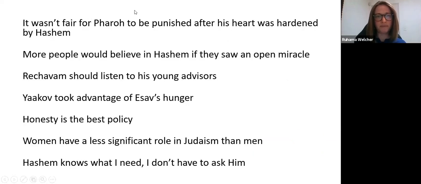Example number 1, to evaluate something. It wasn't fair for Paro to be punished after his heart was hardened by Hashem. Or a Hashkafa concept: more people would believe in Hashem if they saw an open miracle. And again, based on this, what are we going to be learning about today? What do you think today's lesson is? What do we need to learn? What do we want to learn?